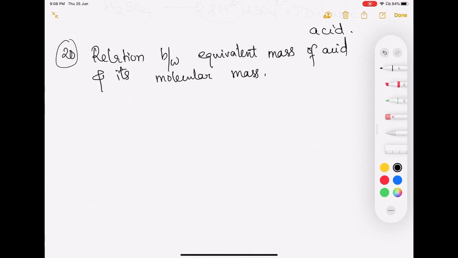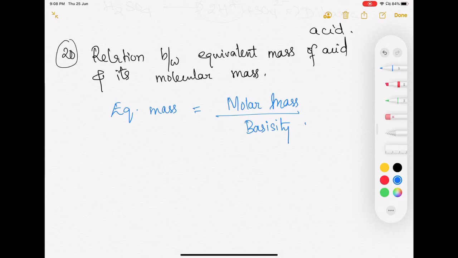We studied that in our definition of equivalent mass. I am denoting it by EQ mass. This is your equivalent mass, is your molar mass divided by the number of ions transferred. Number of ions means, in case of acid, which ion are we discussing? It's H plus ions, right? H plus ion only we are discussing. That is its basicity. So this is the relationship between equivalent mass and molar mass.